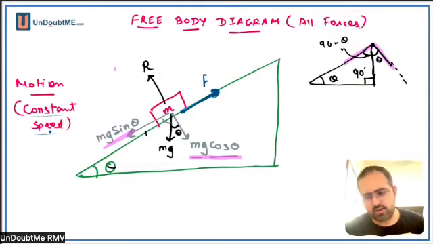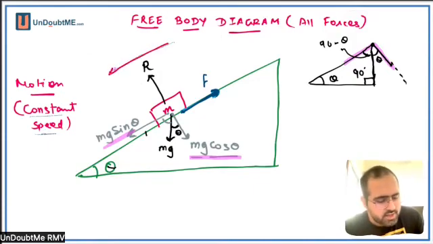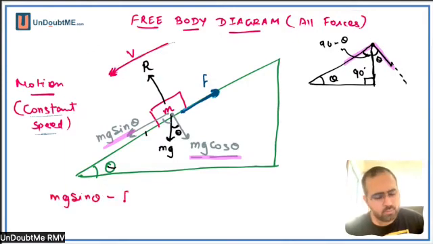You are clear with that? If it is a constant speed, acceleration will be zero. If acceleration is zero, it means, I'll just write like this so that you can understand. The body is moving in this direction with a constant velocity. So the downward force is mg sine theta minus the upward force.